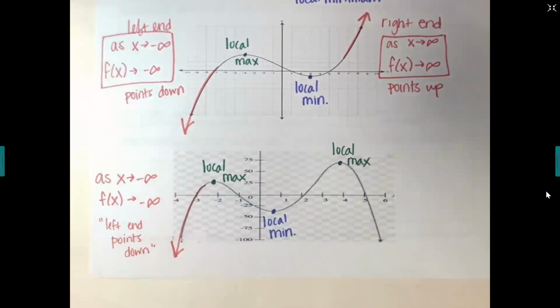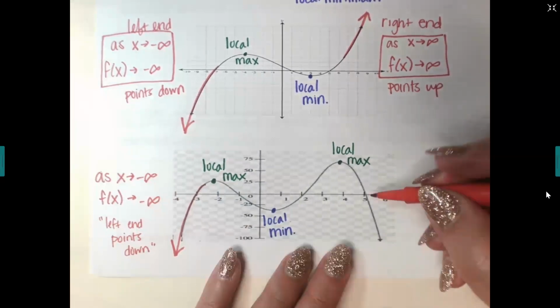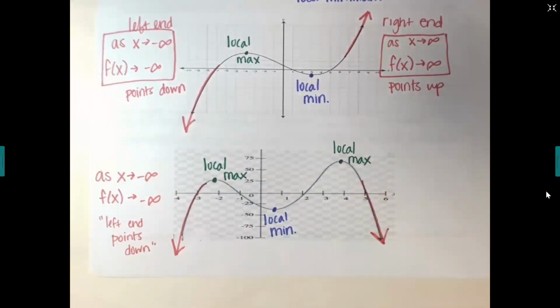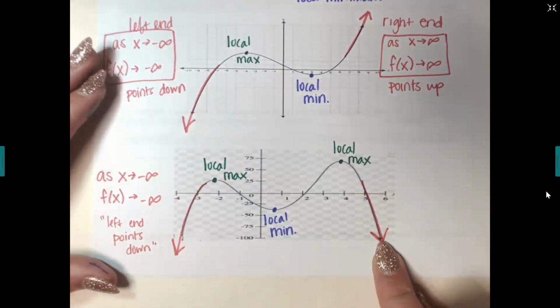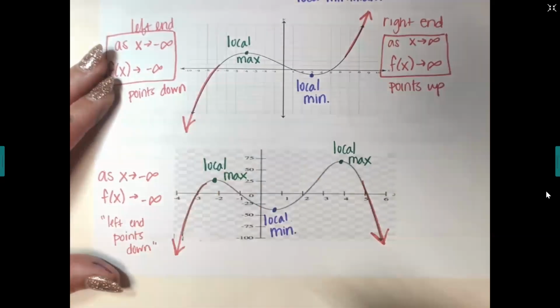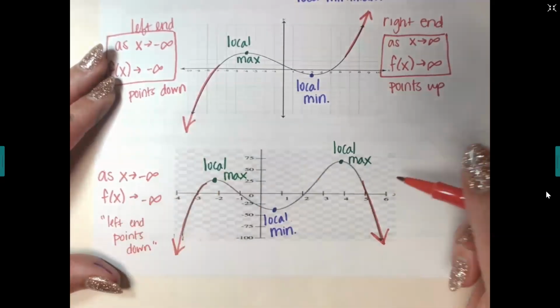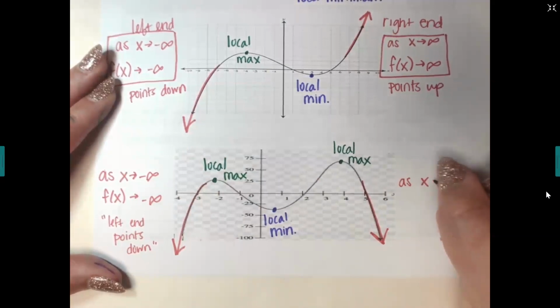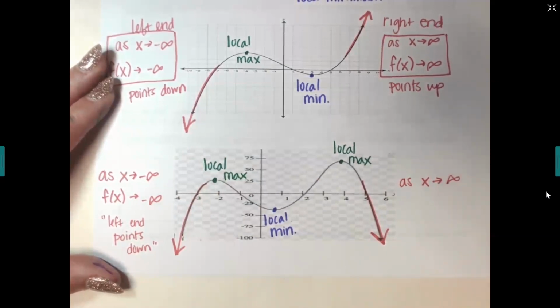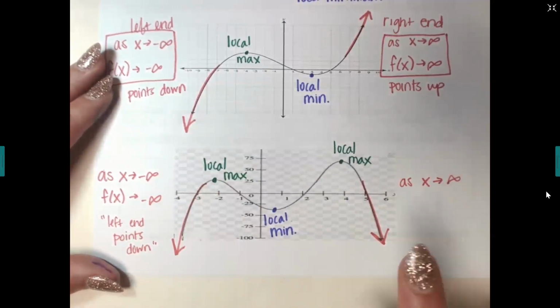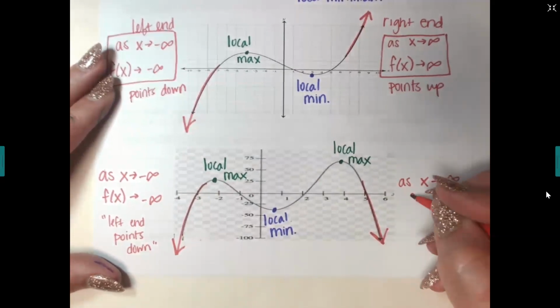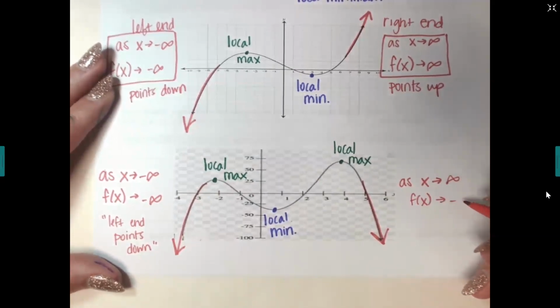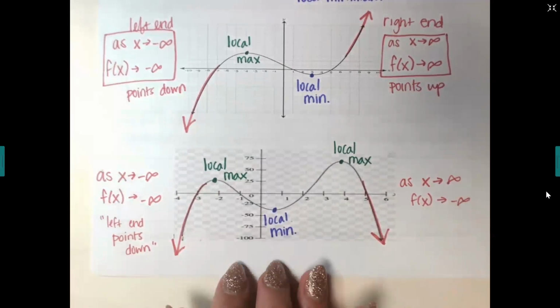Okay. Now, if I want to be talking about the right end, then you have to think about what you would change. I notice here that my right end is also pointing down. But if I'm looking at the right end of the graph, then I don't want my x going back to negative infinity. I want my x to be going to positive infinity. That tells me I'm tracing the right end of the graph, but my f of x's are going down towards negative infinity.